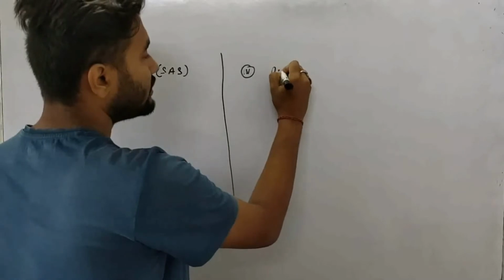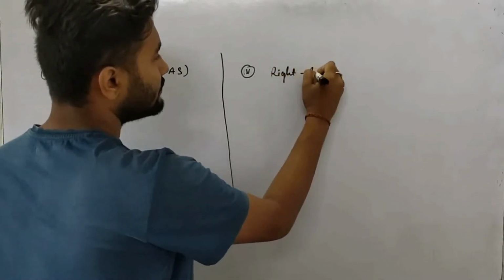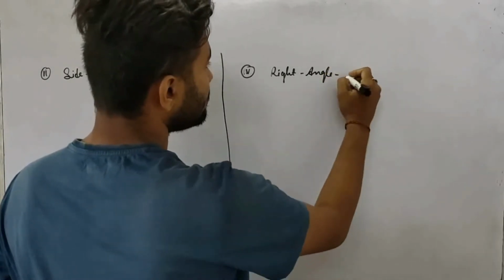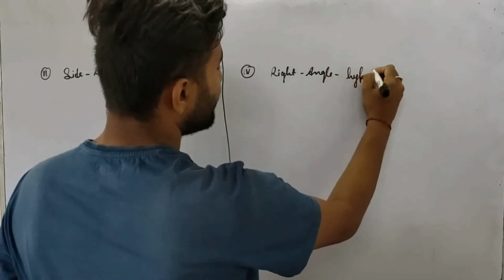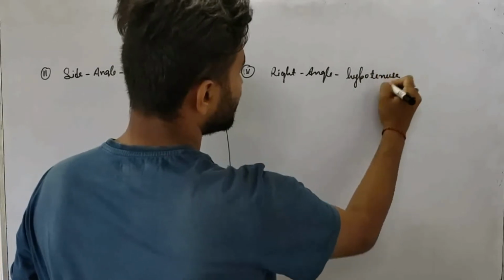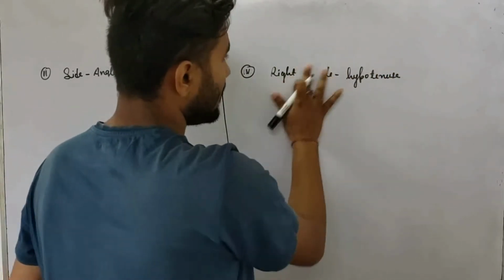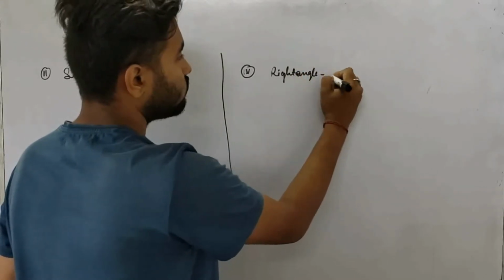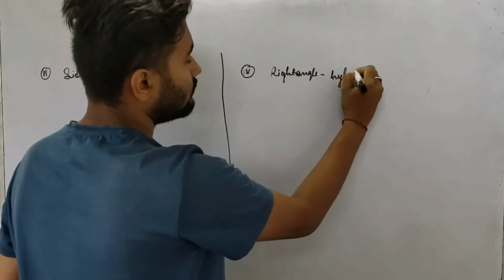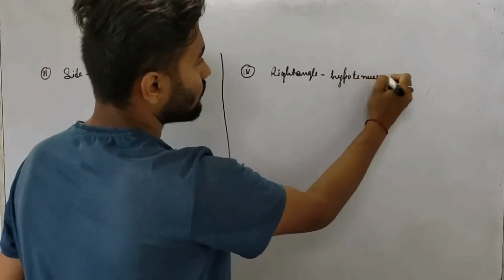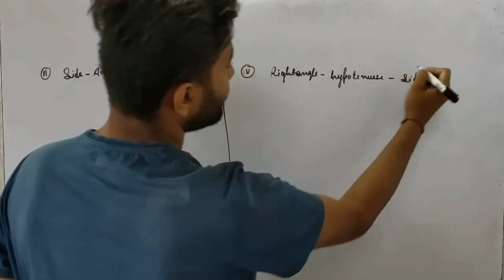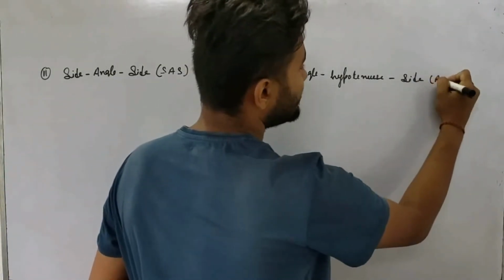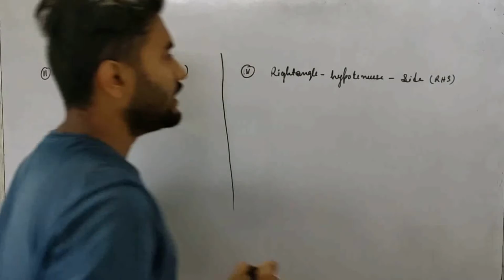That is right angle hypotenuse side. In short, we write what? RHS. Right angle hypotenuse side.